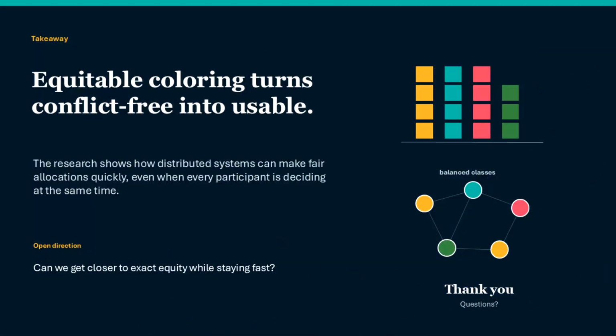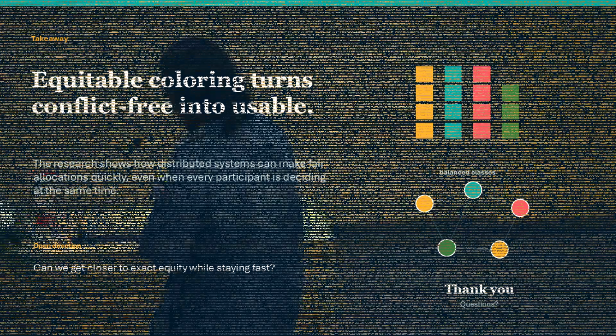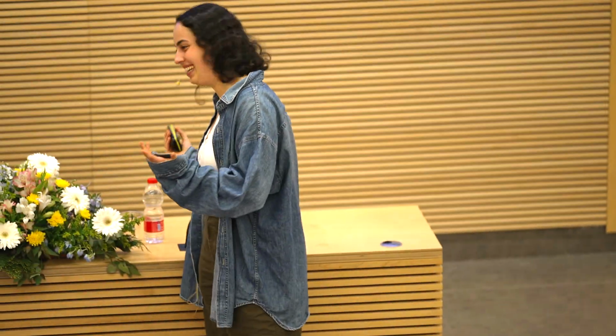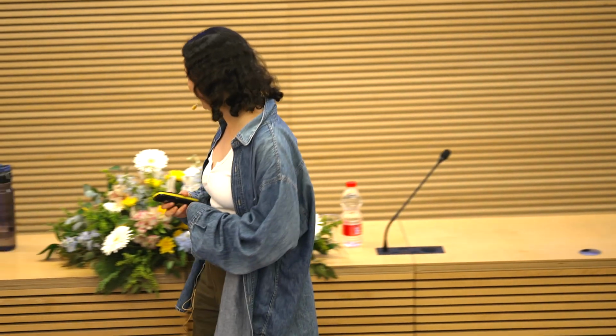Okay. So an open direction is, can we get closer to equitability while staying fast? And another open question is, what can we do in different models? Some different models in distributed computing. It's very interesting. Hopefully we'll find that out one day. And we have a deadline in about a week and a half, and we're still standing, so that's a win, in my opinion. Thank you.